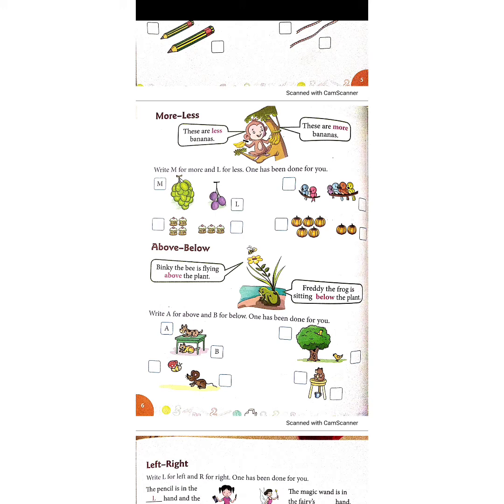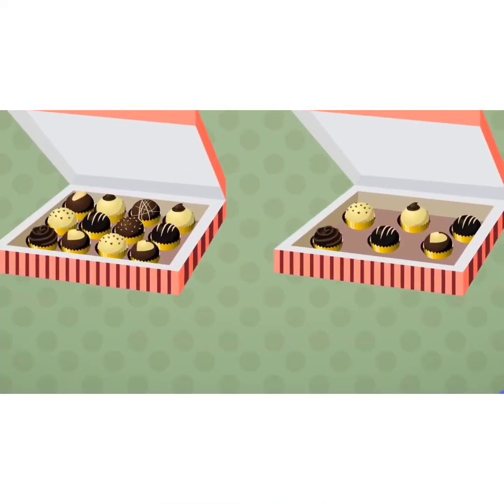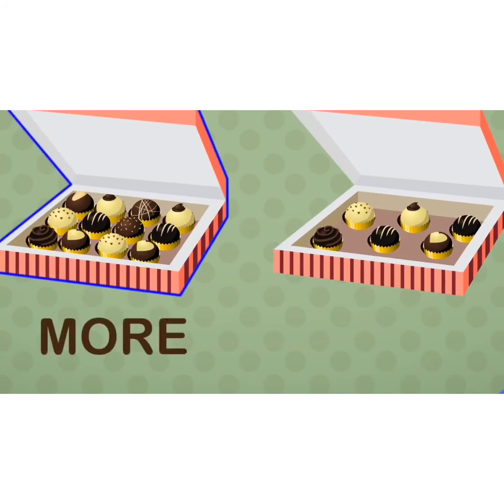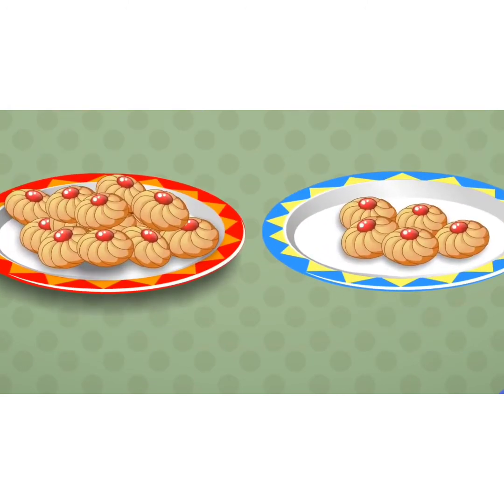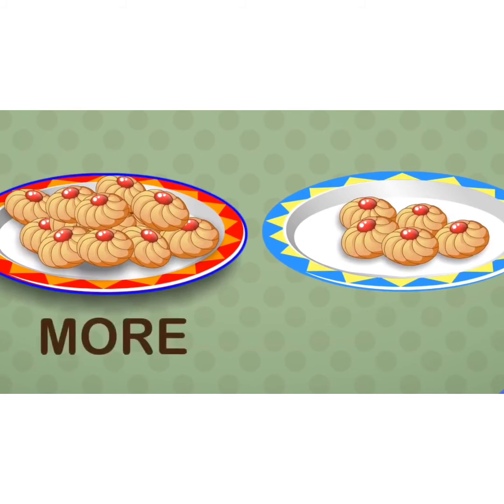Let's see some more examples. Look at these boxes of sweets. This box has more sweets and this box has fewer sweets. The cookies in the red plate are more, while the cookies in the blue plate are fewer.